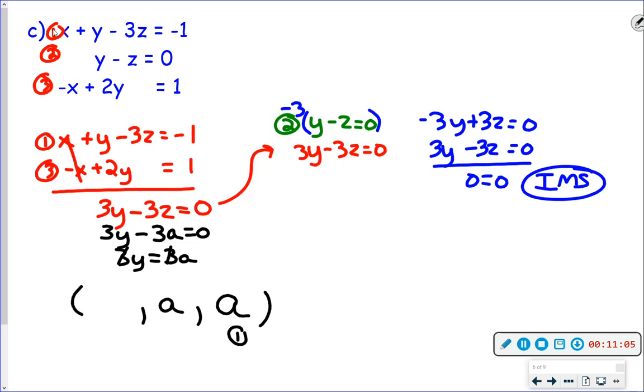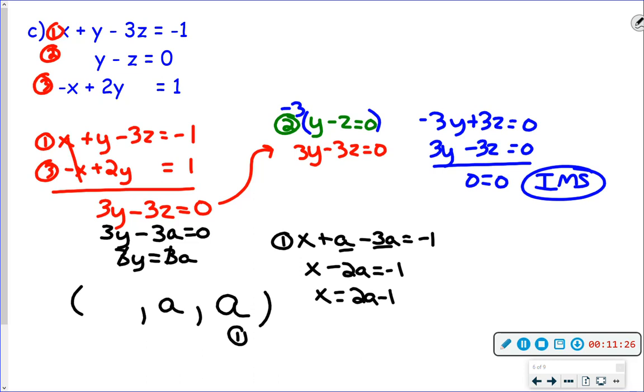Now I'm going to go back to an equation that has x in it. I'm going to do the very top one, the very first equation. Y we're going to replace with a, z also with a. I promise this will make more sense in a minute. 1a minus 3a, negative 2a. And then I'm going to solve for x, I'm going to add the 2a over. So what I have written in ordered pair style in black, I'm going to circle as my answer.